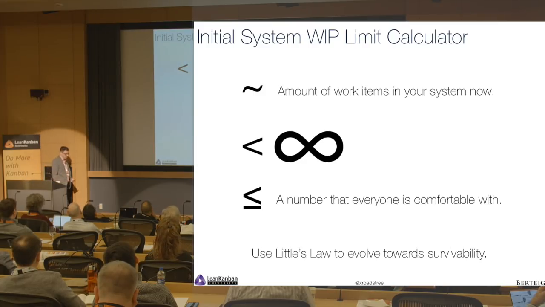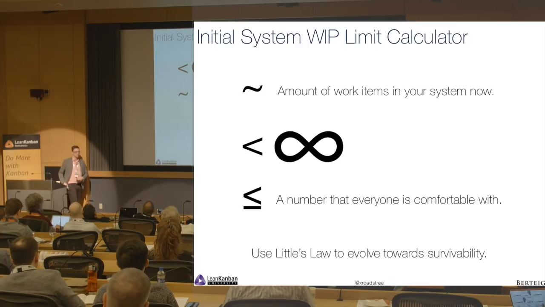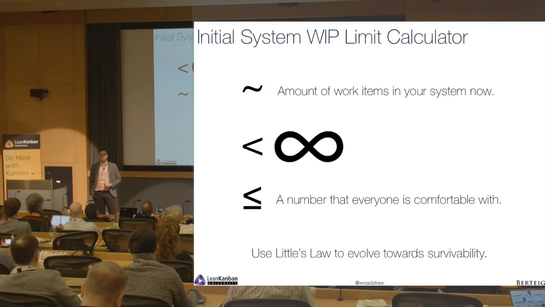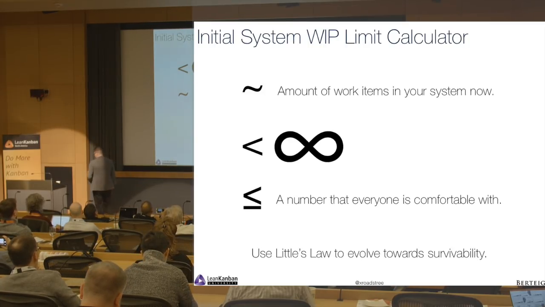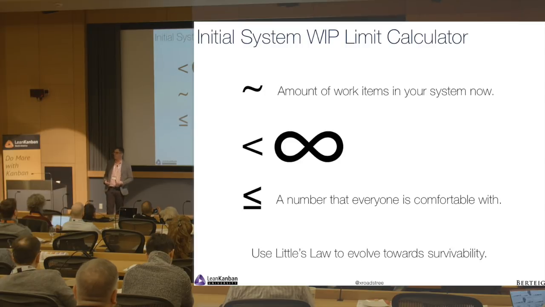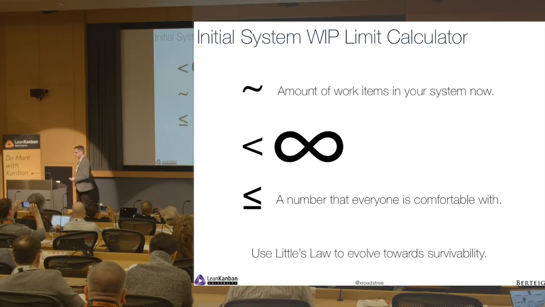But anyways, people want to know, what's a good initial WIP limit to have? Well, anything less than infinity is better than infinity, right? So there's one thing. Then, how much stuff are you working on right now? And let's see if we can make the WIP limit less than that, but it needs to be no more than what everyone is comfortable with, or no less than what everyone is comfortable with, right?